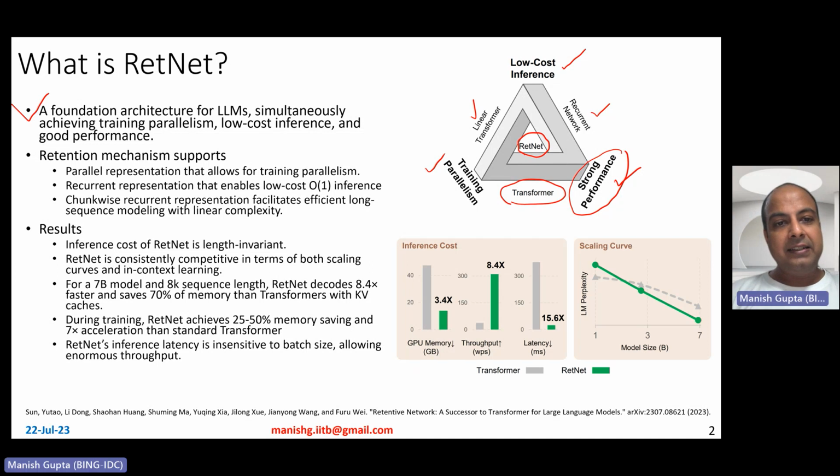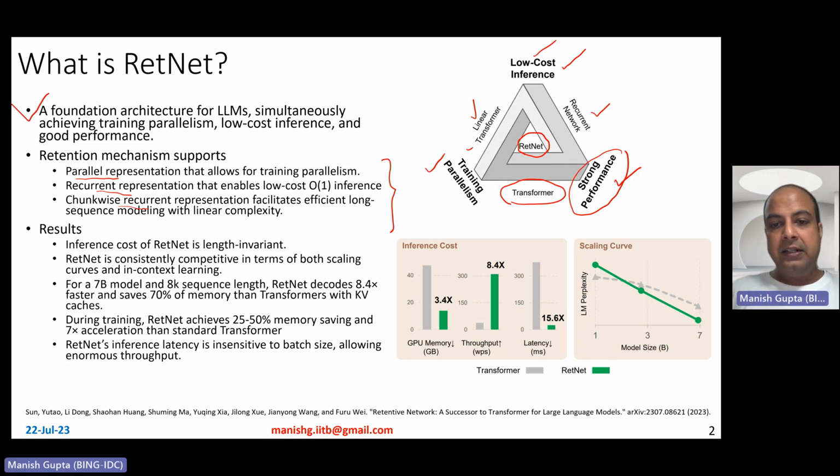Okay. So the retention mechanism is what allows you to get these three things, right? There are three things called parallel representation, recurrent representation, and chunkwise recurrent representation. Parallel representation, as we will see in detail in this video, allows you training parallelism. Recurrent representation enables low cost O(1) inference, right? And then chunkwise recurrent representation helps you deal with very long input sequences with linear complexity.